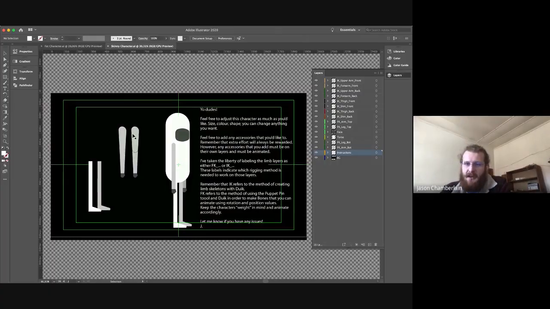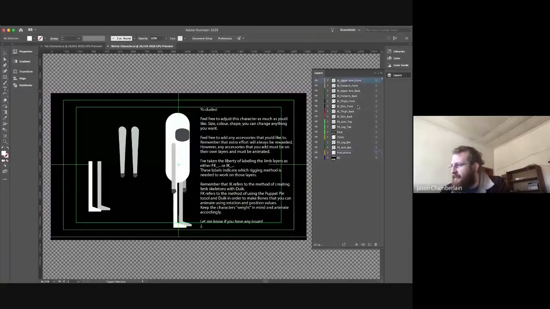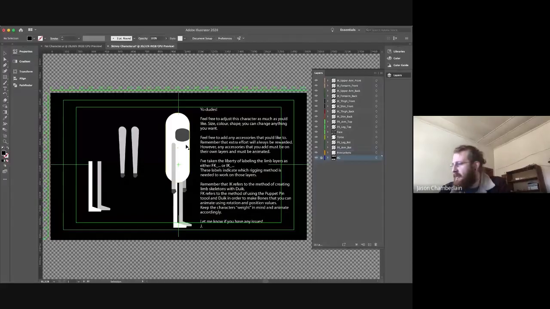I've tried to make this layering sort of titles as easy to use as possible. So what I have done here, let me just lock this background, is I've given you two versions of the limbs. The first version, which is attached to the limbs, are solid layers. If you wanted to do forward kinematics with the bone method, you would use these layers, and I have labeled them as FK, forward kinematics, okay?